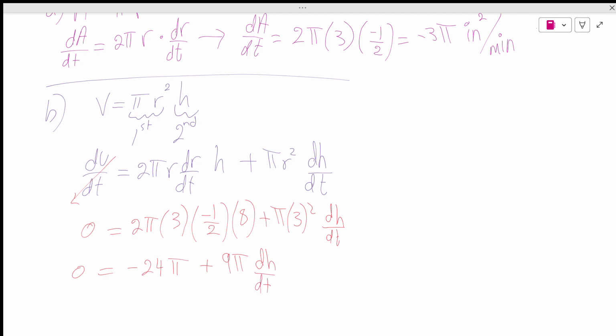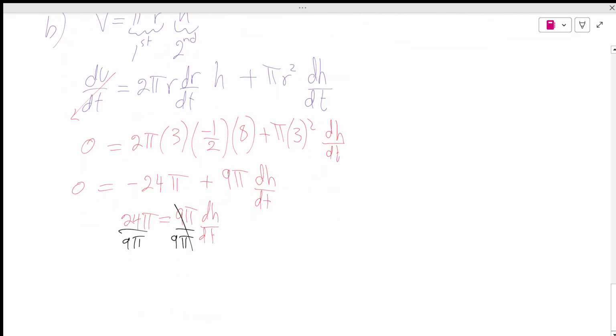Now get this thing to the other side, it becomes 24 pi equals 9 pi dh over dt, and then you will divide by 9 pi. So dh over dt will equal, pi goes away with pi, divide this by 3, this by 3, this is going to be 8 over 3. And because it's height, the unit is inches per minute. This is part B.